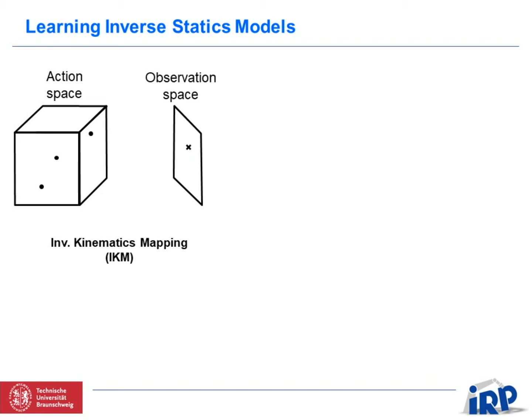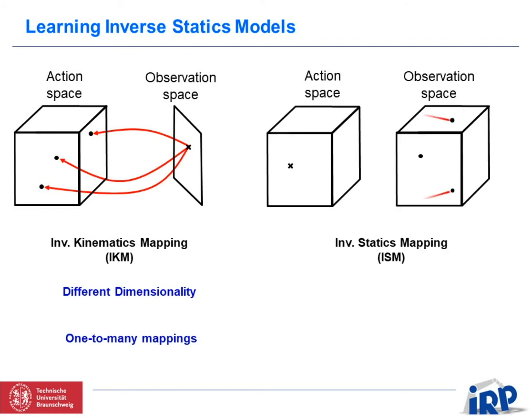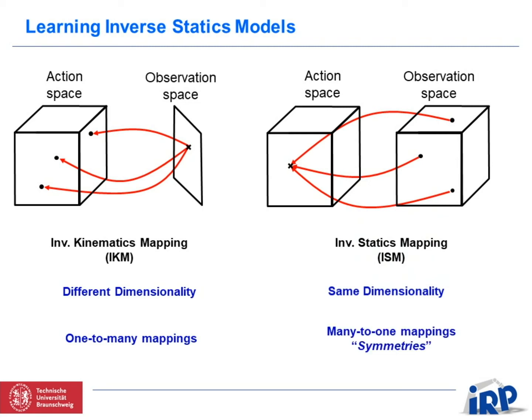Inverse kinematics models usually map from the lower dimensional observation space to the higher dimensional action space. So, IKMs are usually one-to-many mappings, meaning each pose can be reached by multiple configurations. On the other hand, inverse statics mappings map from joint space to motor space. Therefore, the dimensionality of the domain and codomain are usually identical. ISMs are many-to-one mappings, that is, multiple configurations require the same generalized force to be maintained.